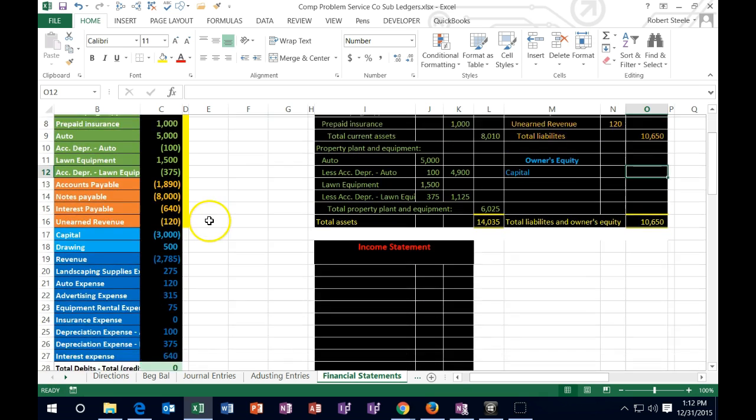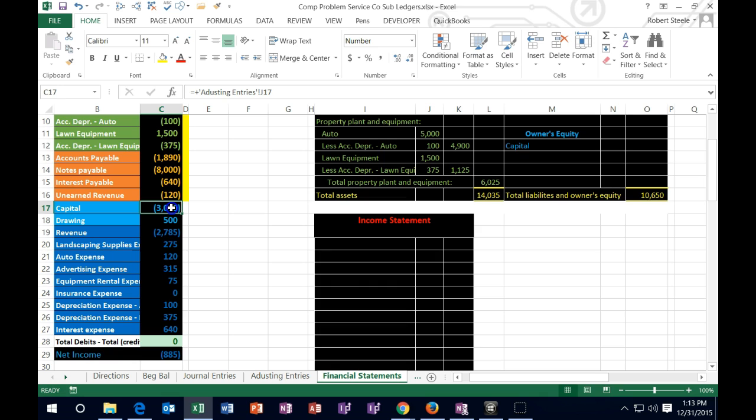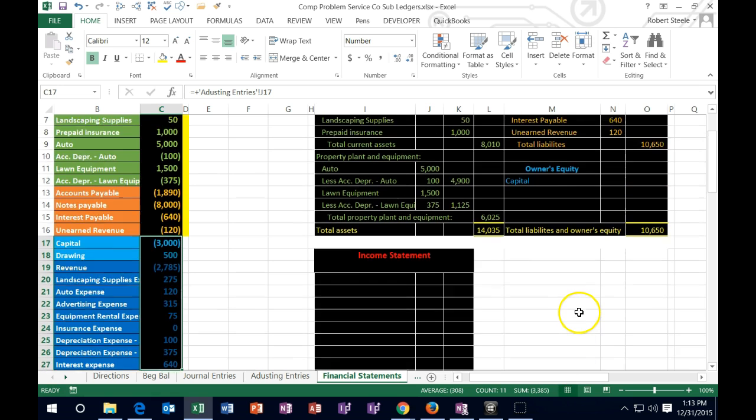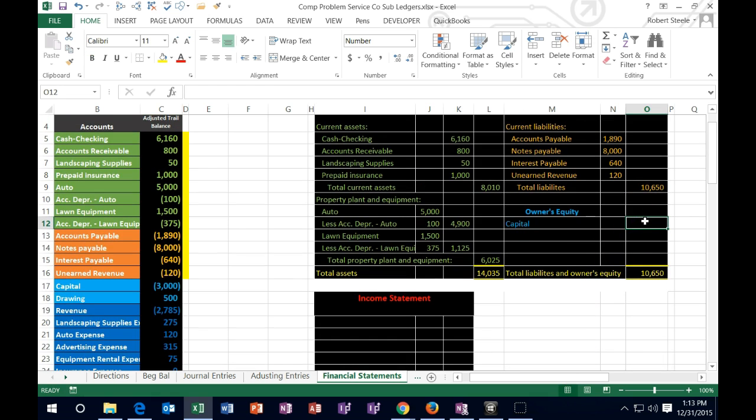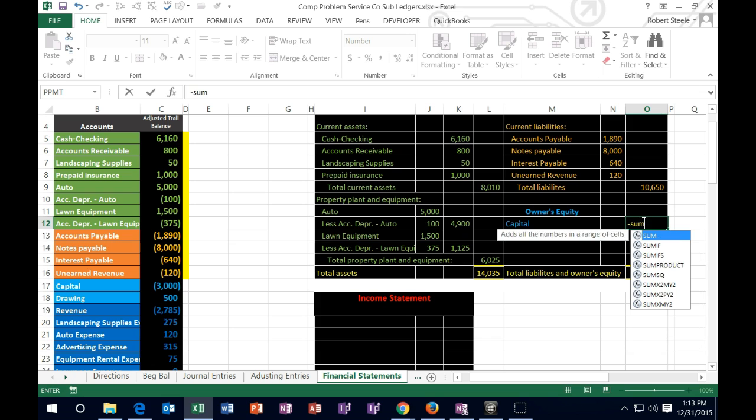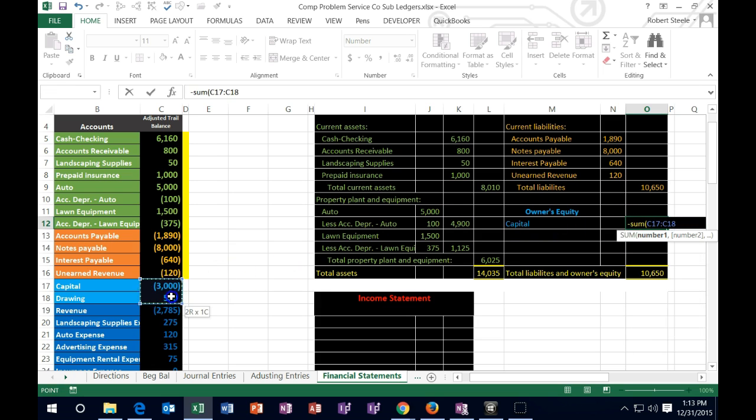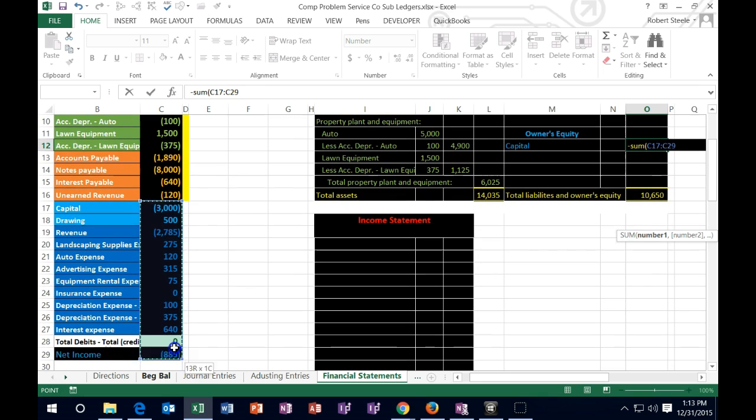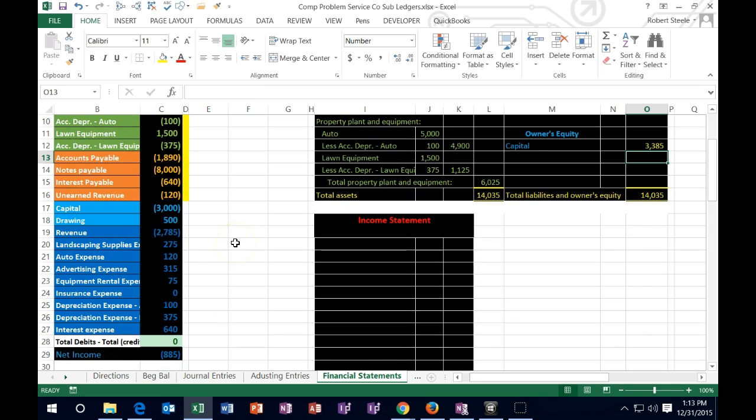We just say this number, the credit minus the debit plus the credit minus the debit minus debit minus debit minus the debit minus the debit is 3,385 credit balance. That's what we're going to put here. I'm going to put the whole thing here. So I'm going to put a negative SUM of this minus this plus this minus this minus this minus this minus this, and enter. So there's the number, and now we're in balance.